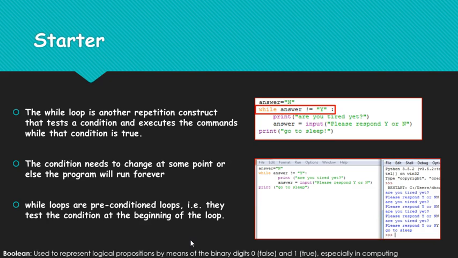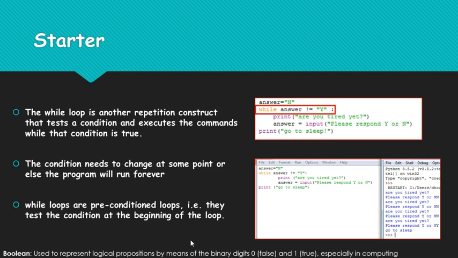Okay, so let's have a look at a while loop in action. The while loop is another repetition construct that tests a condition and executes the commands while that condition is true. The condition needs to change at some point, or else the program will keep running forever. While loops are preconditioned loops, they test the condition at the beginning of the loop. So we need to make sure that the condition is true to enable the loop to even start. When the condition is false, that's when the loop will exit.